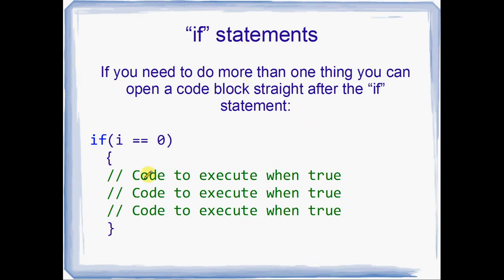You can also add a code block. So instead of having just a single line like we did on the previous slide, you can actually open up a code block, just as we've got here. So if I double equals 0, and the very first thing that I've got is an open brace, and the closing brace is down here, I've only got comments in the body of the code block at the moment, but anything inside those braces is going to execute only if I equals 0. Otherwise, the computer will jump right down to just below the closing curly brace there and start executing from there. So this code here would be skipped if the condition is false.